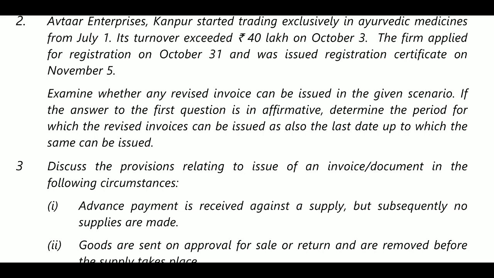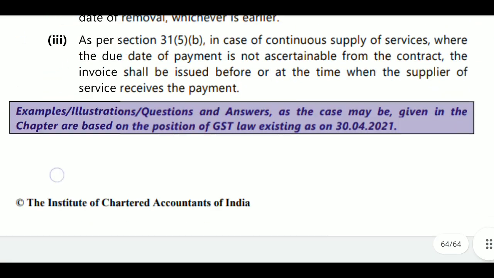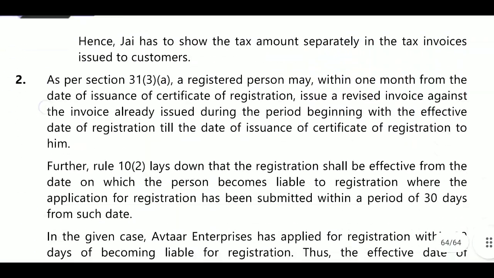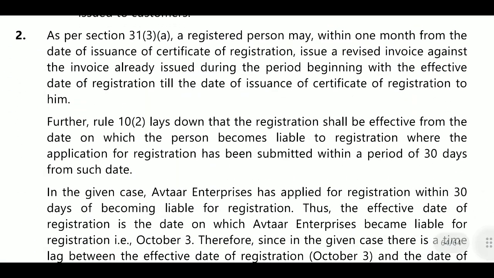So, he got registration on November 5th. From November 5th, for 30 days, he may issue revised invoices. So, within 30 days of registration. Here, first of all, the effective date of registration depends on when he has applied, whether he has applied within 30 days.